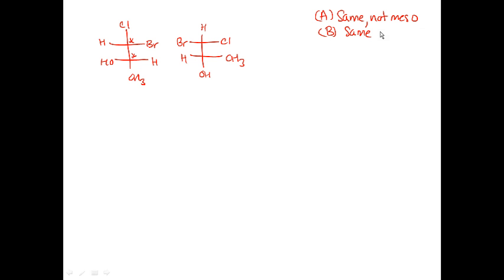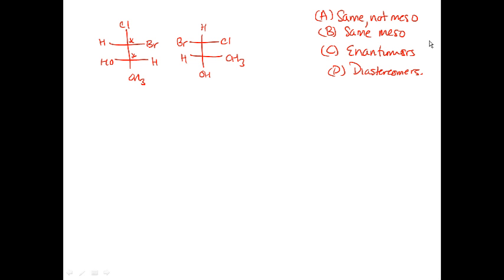The same meso compound, enantiomers of each other, or D, they're diastereomers. Okay. Those are going to be your choices.